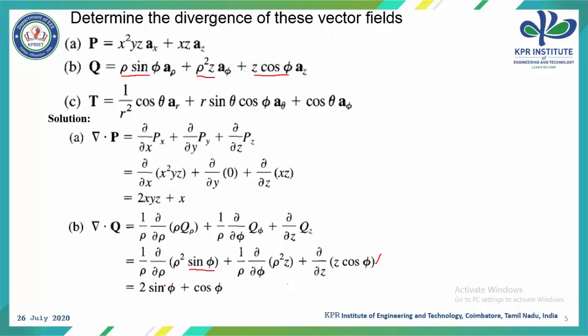So you can keep sin pi as such. For rho squared, the differentiation is 2 rho. So already one rho is there, so rho is going to get cancelled. The final result is only 2. So here there is no pi term, so this value becomes 0. Now coming to here, you can take cos pi outside. So remaining is z. The differentiation with respect to z is 1. Therefore cos pi. Now del dot q equals 2 sin pi plus cos pi.